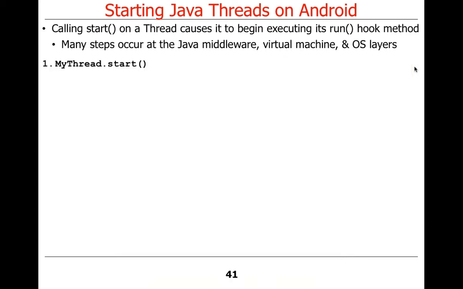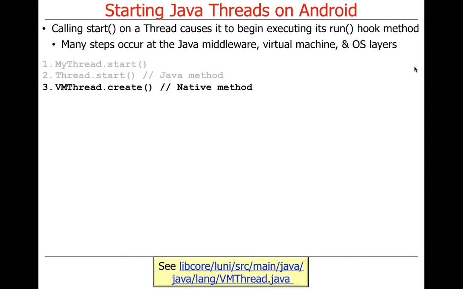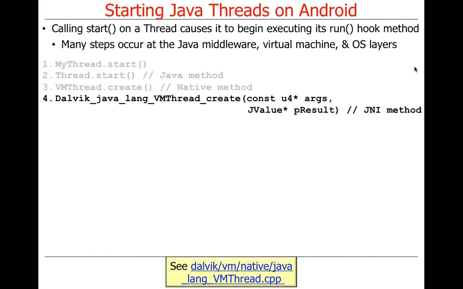So here are some of the steps. You call start on your thread. That ends up calling the thread start method, which is part of the thread class. By the way, these little path names here are relative to the Android source code, so you can go look at the code if you want to see where it resides. That calls into the virtual machine class, which calls another class that's part of the virtual machine class.